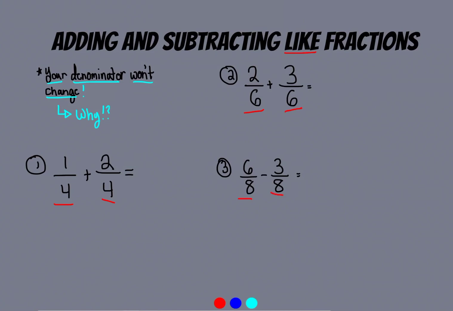So we're going to walk through how you answer questions whenever you're adding or subtracting fractions that have the same slices or the same amount. The big key thing you need to know is that your denominator won't change. And the question I always get from students is, why does it not change? We need to think about that with visuals.